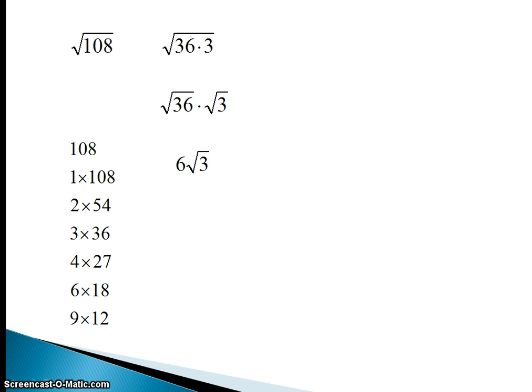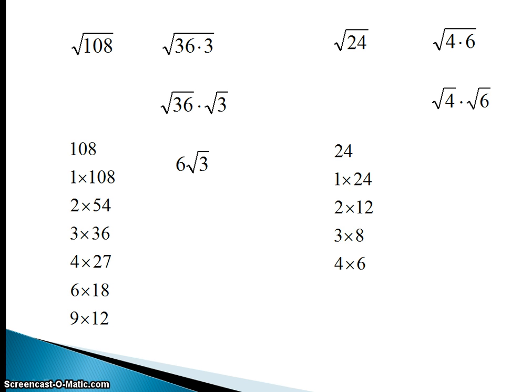Now let's take a look at another example. The square root of 24. As I did before, I'm going to start by factoring 24. And I see that the pair with the largest perfect square is 4 times 6, because 4 is a perfect square. So I rewrite my radical as the square root of 4 times 6. And then I break that up into the square root of 4 times the square root of 6.